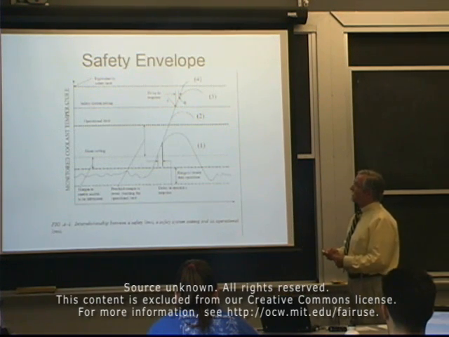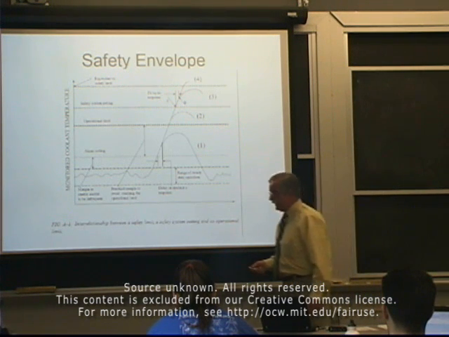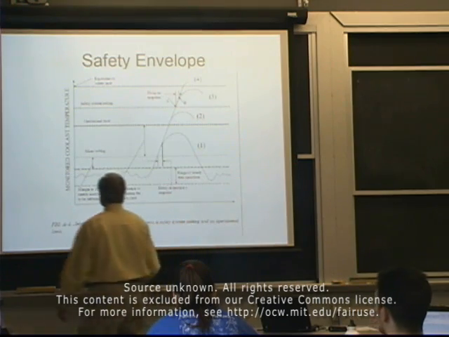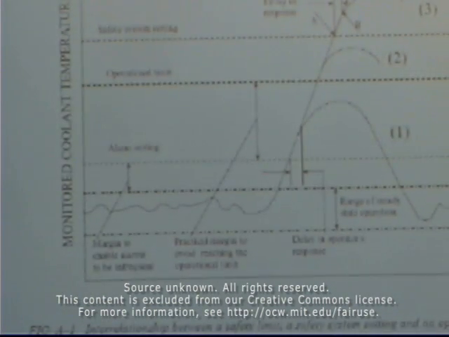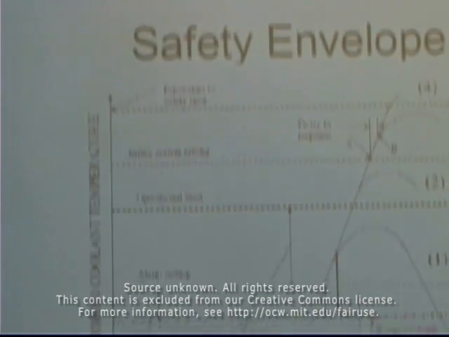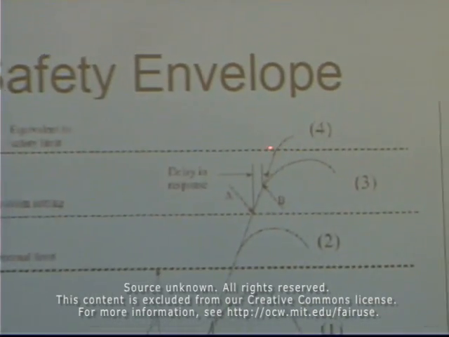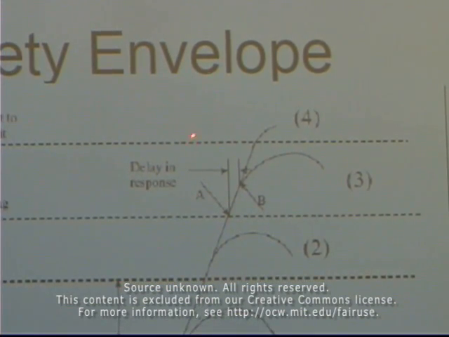Here's a slide of what we call the safety envelope, and it's from the IAEA. And I guess the best way to look at this is to look at it from the top down. This is the safety limit. If you exceed this, something will break, either fuel or a vessel.